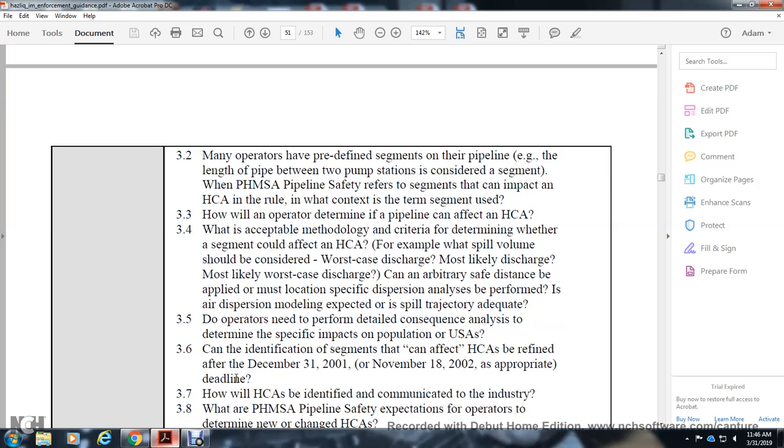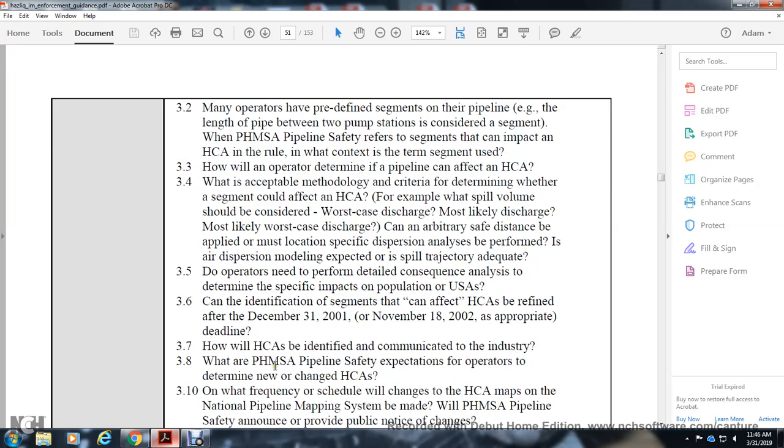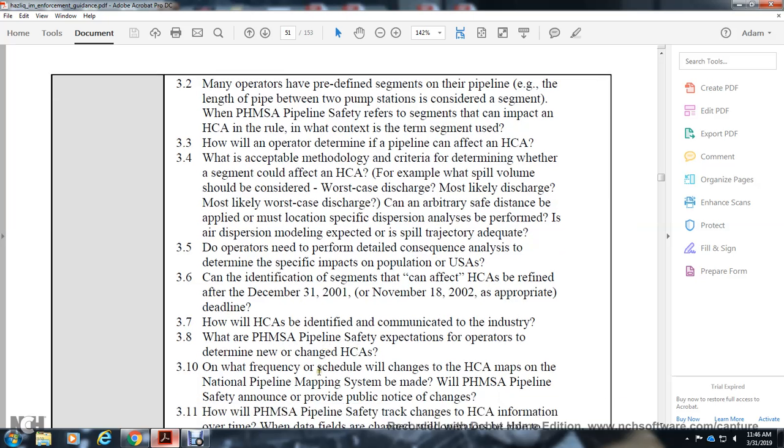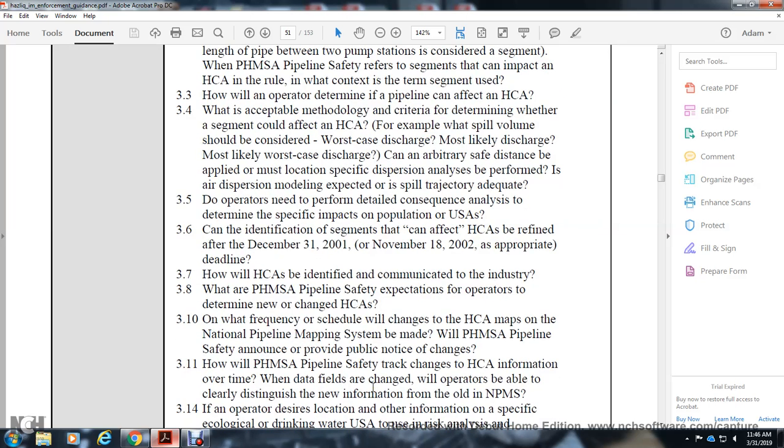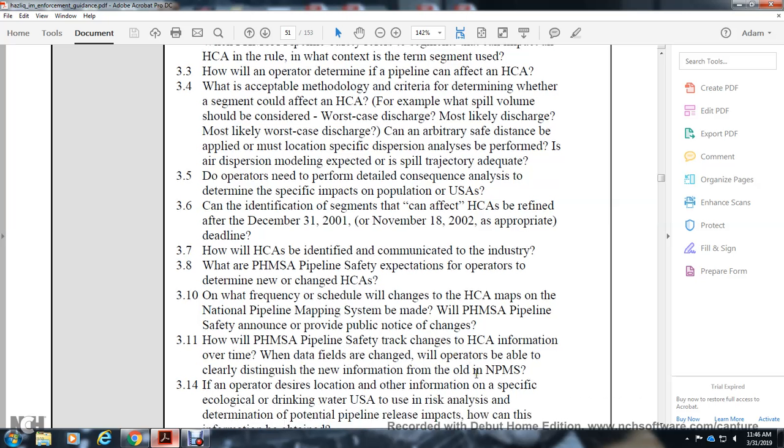Deadline. How will the high consequence area identification be communicated to the industry? 3.8: What are the PHMSA pipeline safety exemptions for operators to determine newly changed high consequence areas? 3.10: What is the frequency and schedule of changes to the high consequence area maps in the National Pipeline Mapping System that may be made by PHMSA? How will PHMSA pipeline safety provide public notice of the changes? 3.11: How will PHMSA pipeline safety change the high consequence area information over time? Will the operator be able to clearly distinguish the new information from the old in the National Pipeline Mapping System?